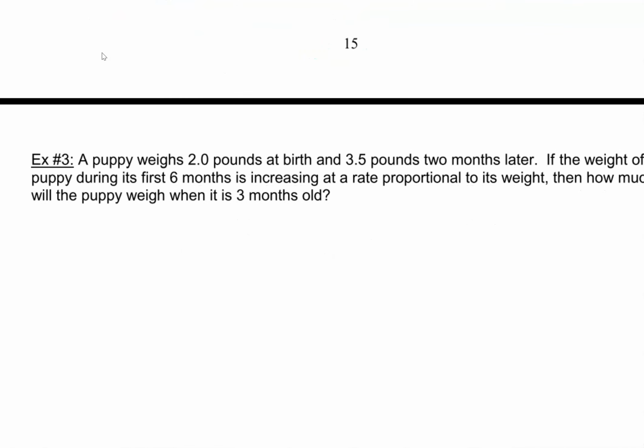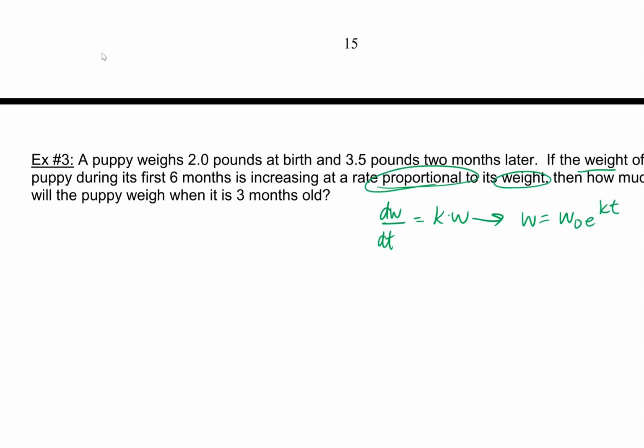I have 2 more problems. Example 3: a puppy weighs 2 pounds at birth, 3.5 pounds 2 months later. If the weight of the puppy during its first 6 months is increasing at a rate proportional to its weight, so how much it weighs is going to influence how much weight it's going to gain. So our rate of change of the weight, dw/dt, is proportional to how much it weighs, so k times w. This means we're going to use w is equal to w naught e to the kt.